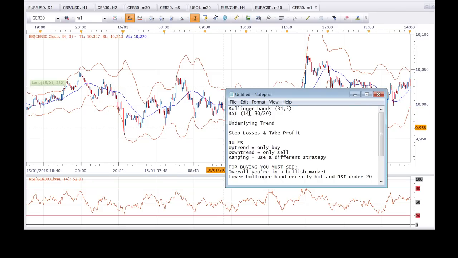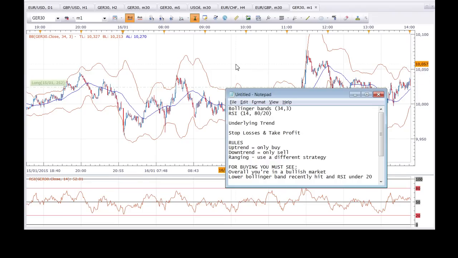And on the RSI, the default is 14. We're going to keep that. But the overbought and the oversold levels we're going to change. They're normally 70 and 30. We're going to make them 80 and 20. Okay, so I need to assume that you know how to set those up on your chart. There's lots of other videos to show you how to do that on your charting system if you're not too sure.